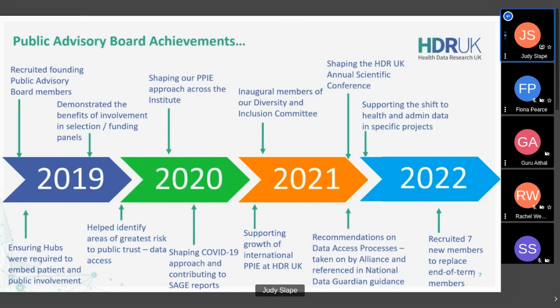They've also been really instrumental in recommendations on data access processes taken on by the Alliance and referenced in National Data Guardian guidance, which I will give some more information on shortly. Most recently, we recruited 7 new members to replace end-of-term members that had originally been recruited in 2019.